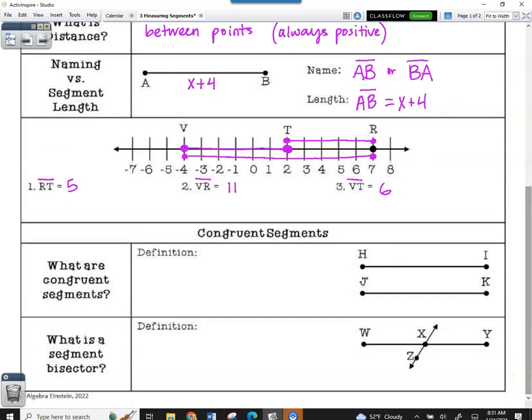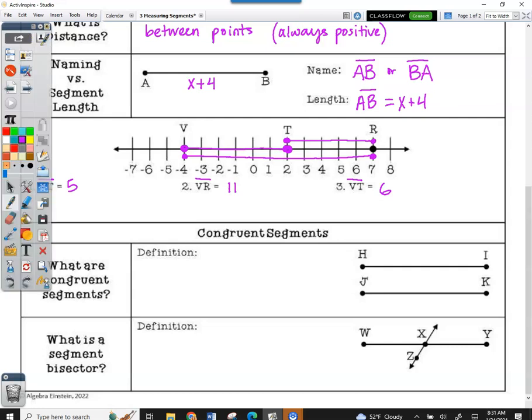All right, look at the bottom. Here's the new stuff. What is congruent? Everybody good? What are congruent segments? Let's highlight congruent segments. Let's highlight segment bisector.